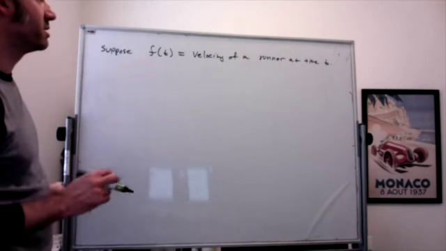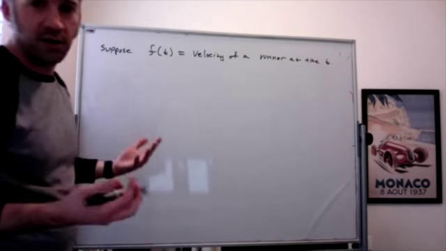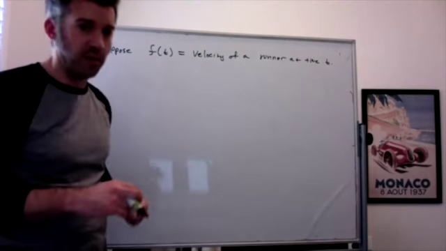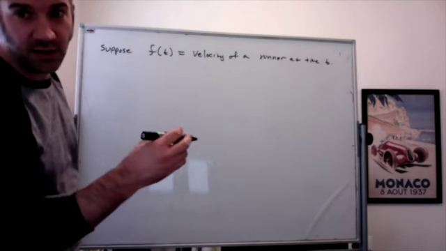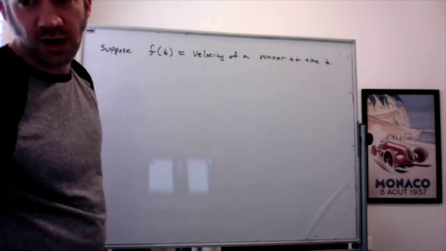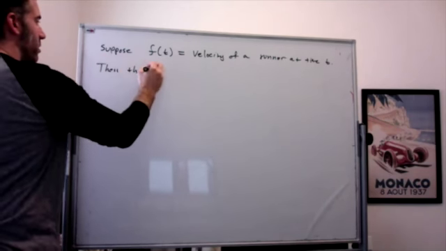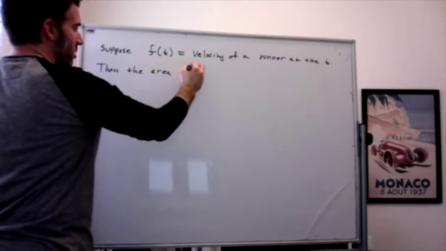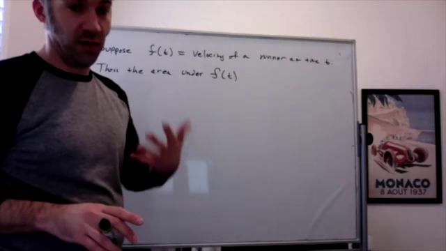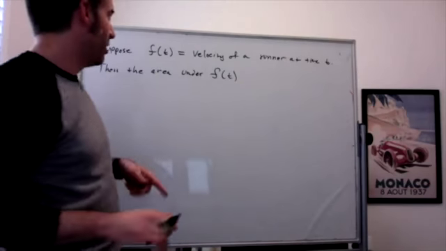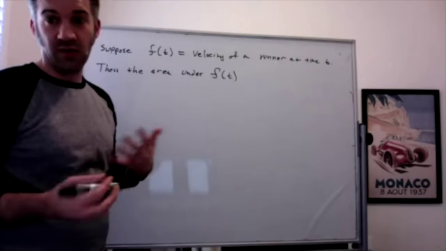So suppose f of t is the velocity of a runner at time t. So, right, maybe I'm running 5 miles per hour, maybe I'm running 6 miles per hour, maybe I'm running 7 miles per hour. That's about as fast as I can go, 7 miles per hour. Maybe 8 sometimes on a good day. Then the area under f of t. So this is very much related to literally what we were just saying with the question that Emily asked, that the area under the velocity curve is going to give you the distance.